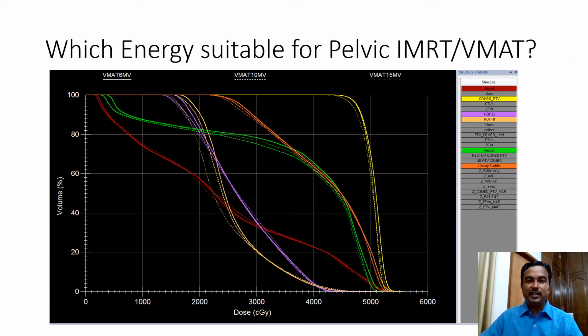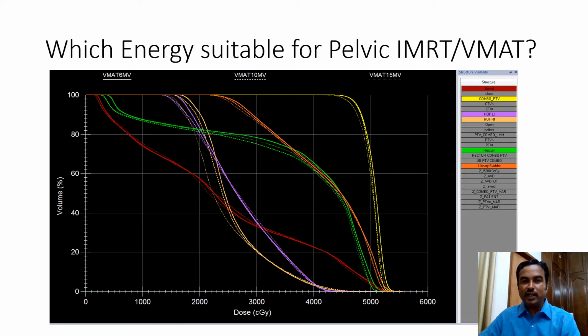So this slide maybe will give you an answer, because when it comes to pelvis, most of the people will ask what is a suitable energy to perform a pelvis IMRT or VMAT. So here this DVH shows the VMAT plan generated using 6, 10 and 15 MV. So if you look into the target, as in other 3D CRT or IMRT and VMAT, there is not much significant difference. But there is a small difference in the OAR coverages, OAR doses.